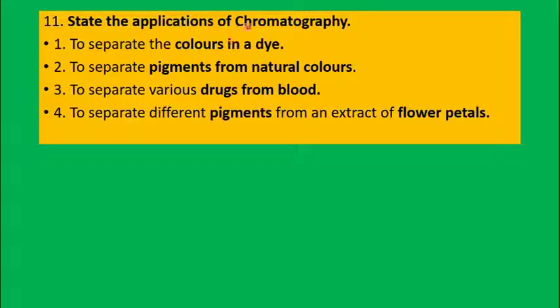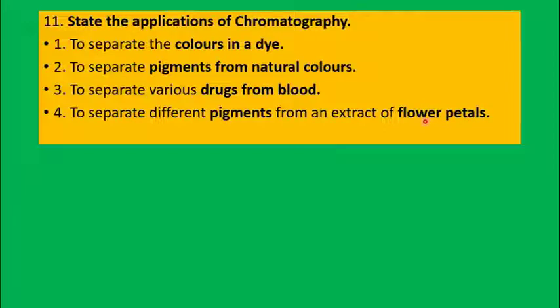Now, what are the applications where we can use chromatography? We can use chromatography to separate colors in a dye, the pigments from natural color, and to separate various drugs from the blood. In the blood, if any other drug is there, we can easily separate it. We can also separate different pigments from the extract of a flower. You know, flowers have beautiful colors.